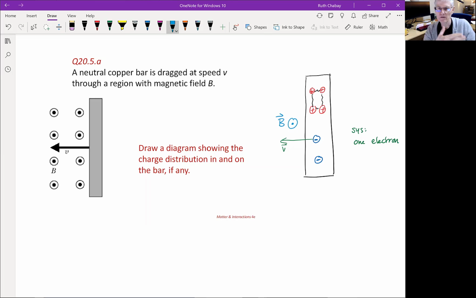So we have v cross B is in the plus y direction, but it's an electron. So therefore we have to flip the sign of the force. So what we're going to get is actually a downward magnetic force on these electrons.